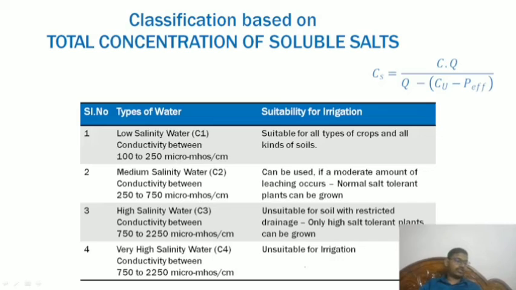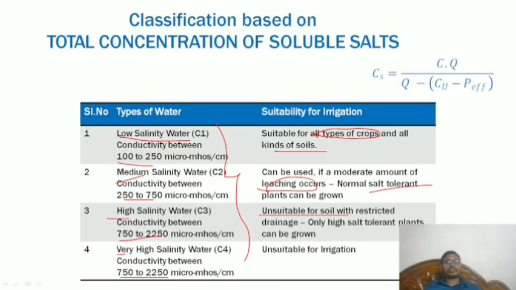Here, in the classification based on total concentration of soluble salts, we can see the types: low salinity water, medium salinity water, high salinity water, and very high salinity water, and what is suitable irrigation for them. The ranges are 100 to 250, 250 to 750, 750 to 2250 micromhos per second per centimeter. If it is low salinity, it is suitable for all types of crops and all types of soils. If it is medium, it can be used if a moderate amount of leaching occurs, and normal salt-tolerant plants can grow. If it is high, it is unsuitable for soils with restricted drainage, and only highly salt-tolerant plants can grow. If it is very high, it is unsuitable for irrigation.